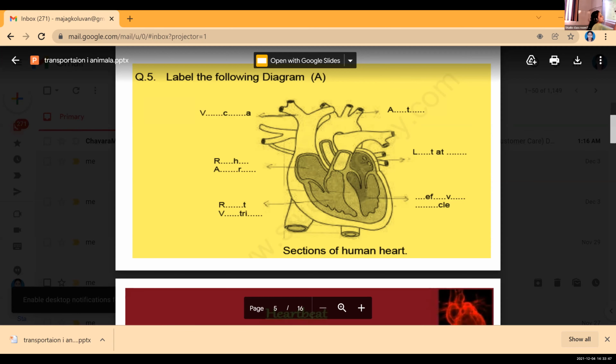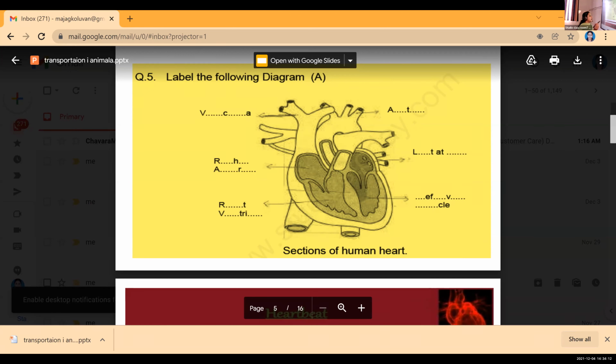What about this part? The next one, the left upper part. Left atrium. That is what is known as left atrium. Then the left lower part. Left ventricle. It is left ventricle. Okay.